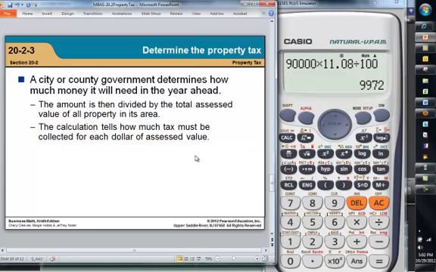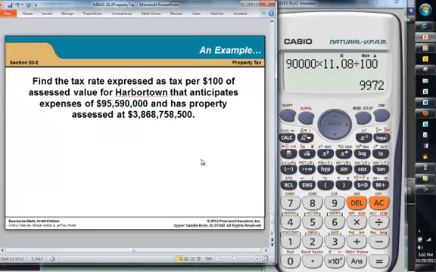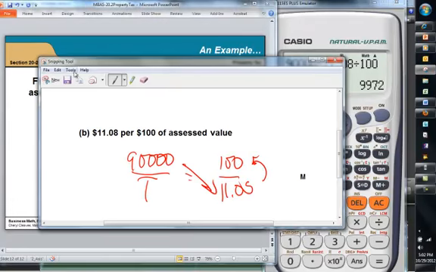Now, the way you determine what the property tax rate is, you determine how much the assessed value is, and you divide the amount that the taxes are. So you take the budget divided by the total assessed property value. So in this case, find the tax rate per $100. So let's do this one.